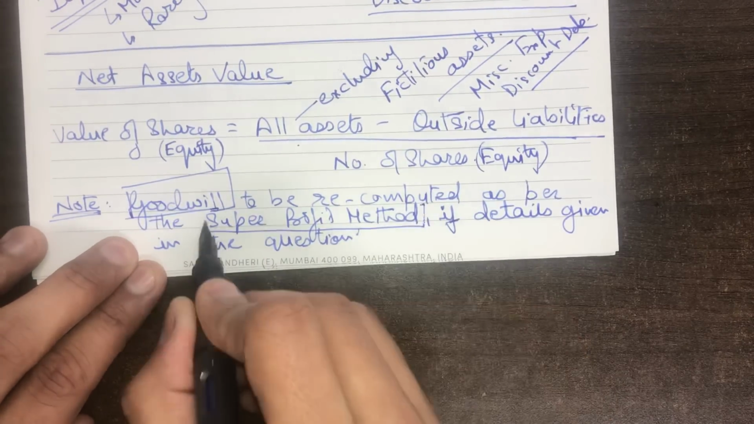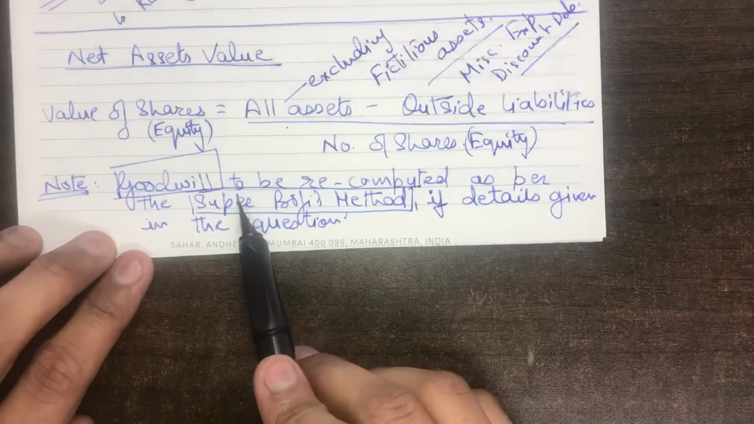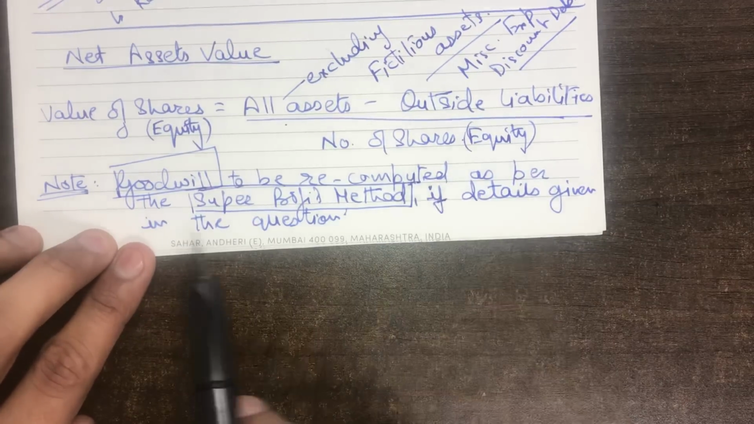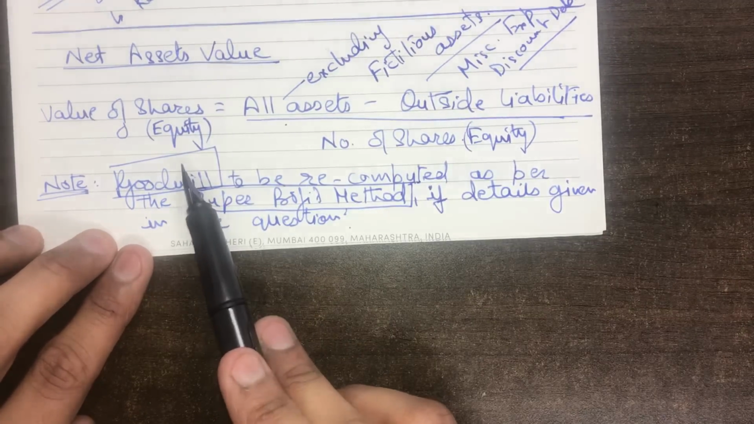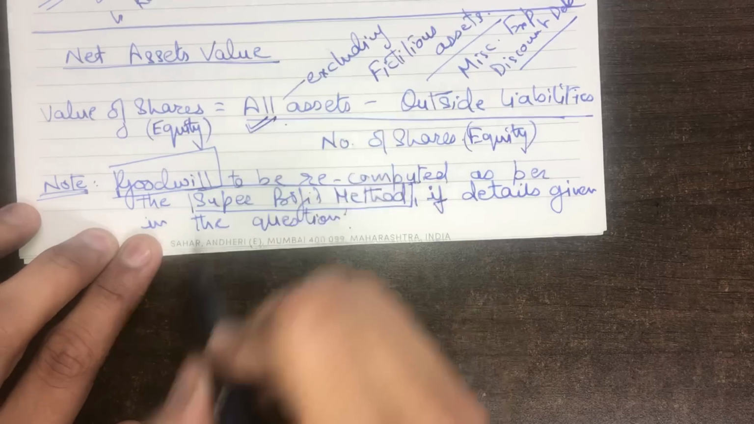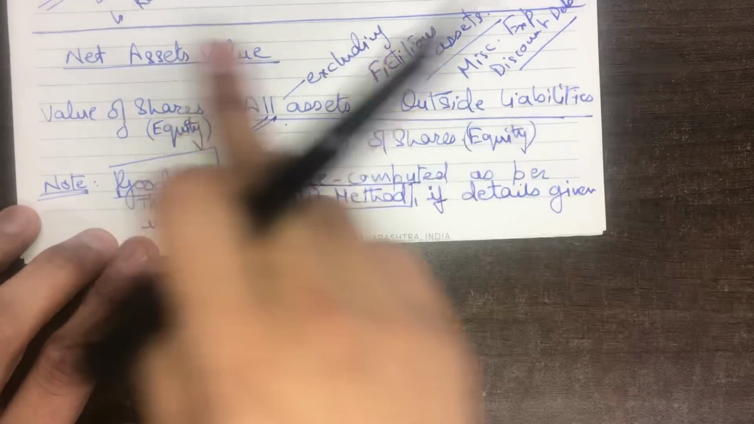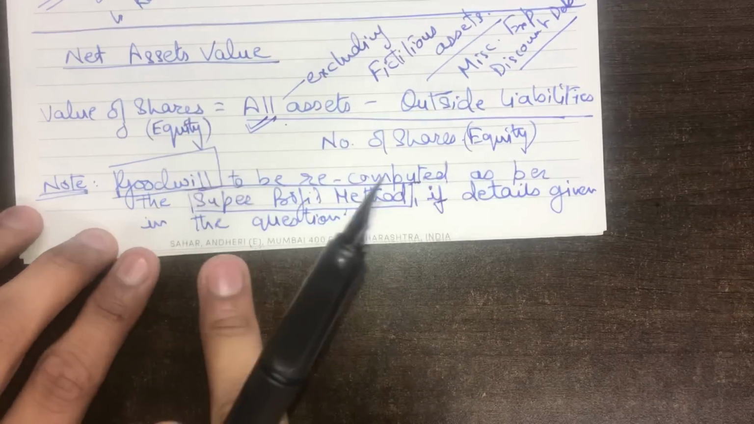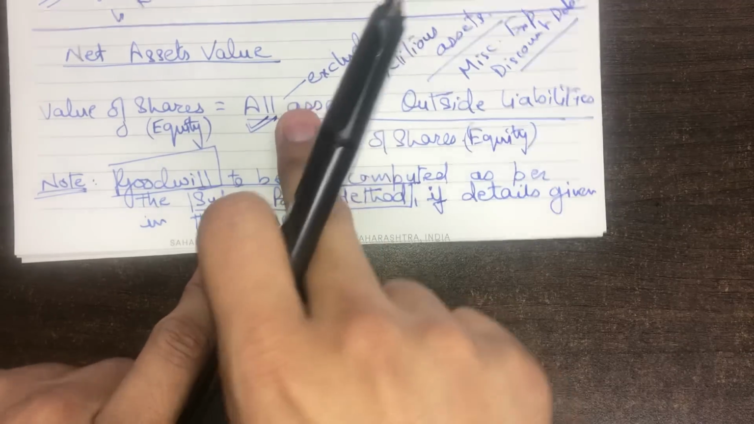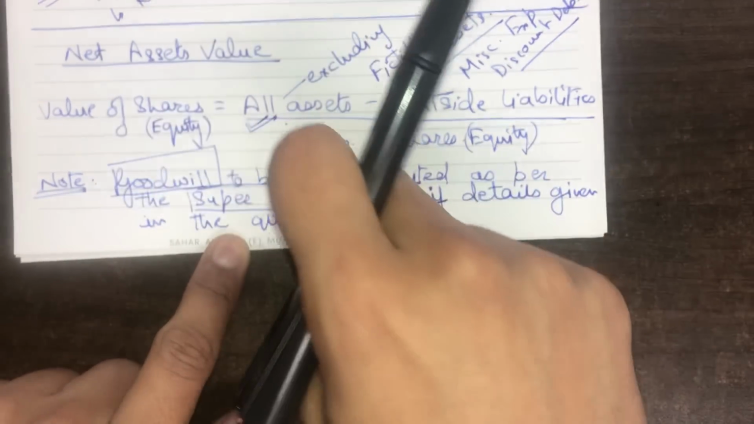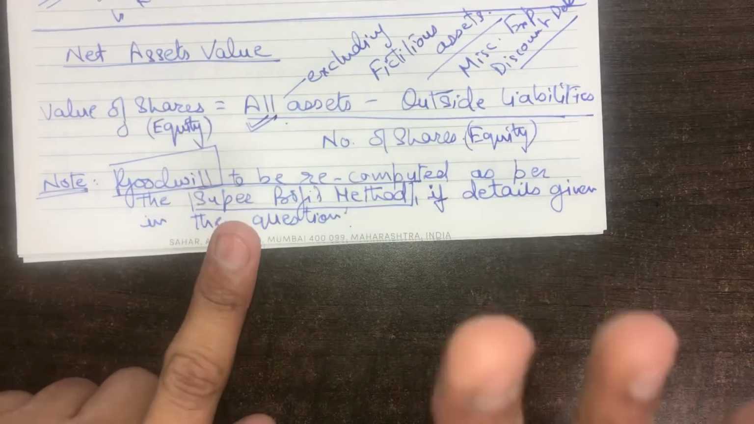So there is a method in computation of goodwill, the super profit method. Goodwill is to be recomputed as per the super profit method if details are given in the question, and that recomputed goodwill should be added to all assets, and then NAV is to be computed. So now you will get the loop. The question will first require you to compute the goodwill. You then add that goodwill to the assets value, and after adding it, you will be able to compute the value of shares.